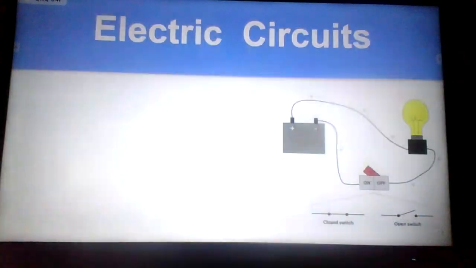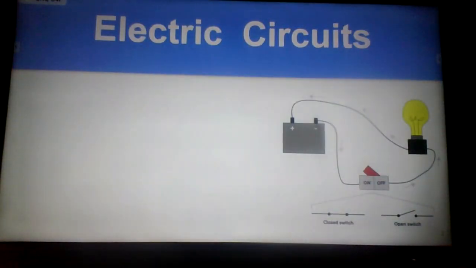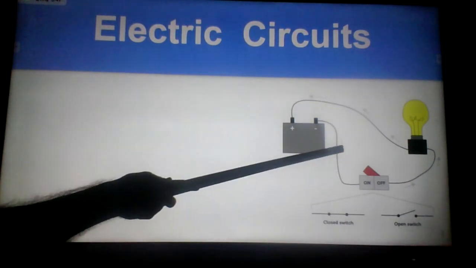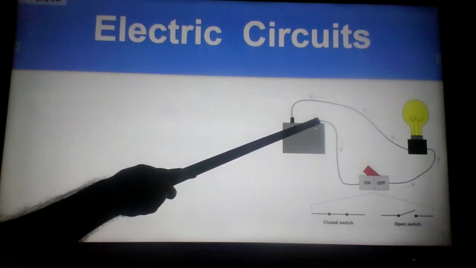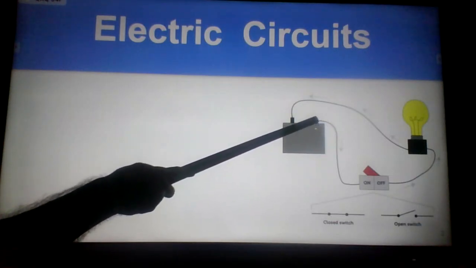Here we go. What is a circuit? Well, there you see a diagram of a circuit. Now, take a look here. I don't know how well you can see the arrows on your screen, but the electricity comes out of the negative end of this battery. And again, you could plug things into a wall and get the same idea.